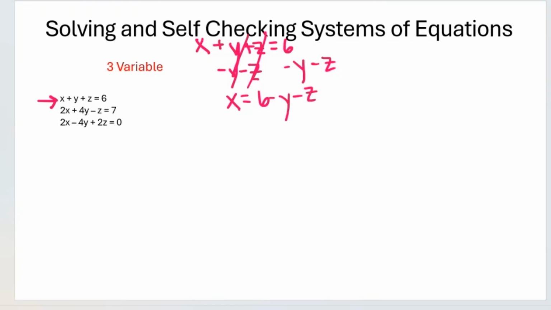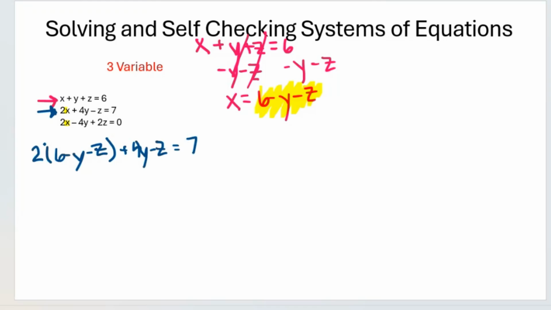And I'm going to use this expression right on here, 6 minus y minus z, everywhere I see an x in the other two equations. That's going to let me have just two variables in the problem that I'm dealing with. So I'm going to focus in on this second equation, but instead of writing x, I'm going to write 6 minus y minus z. So it's 2 times 6 minus y minus z, and everything else stays the same. Plus 4y minus z equals 7.